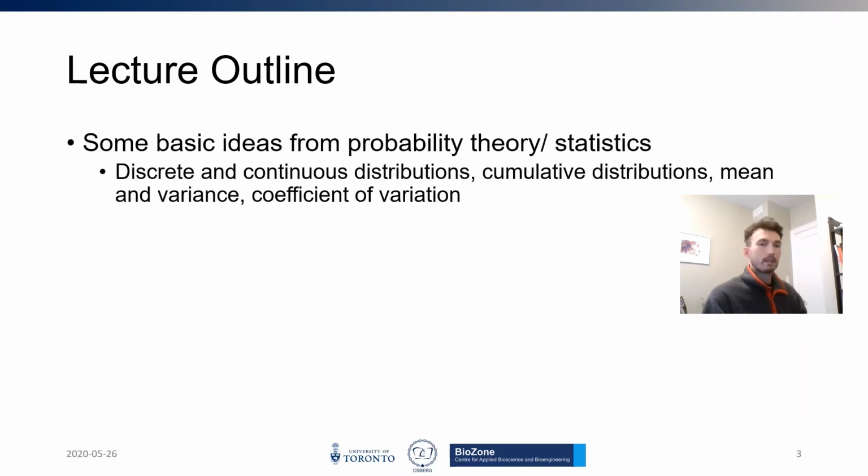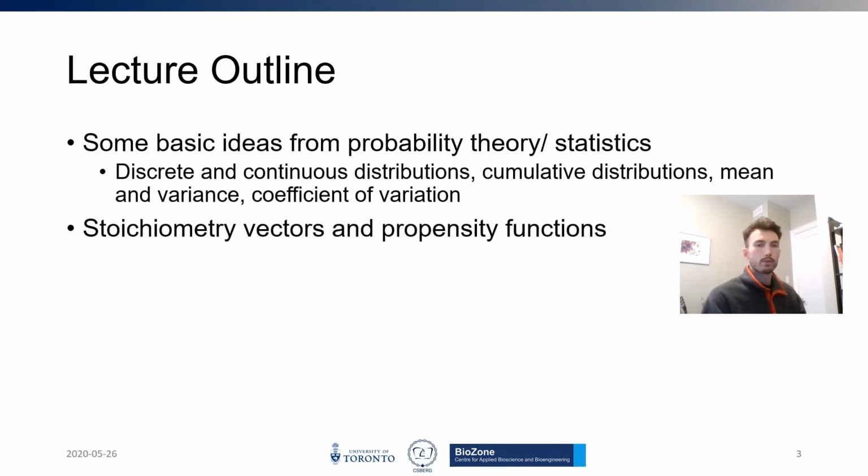This module will begin introducing some basic ideas from probability theory and statistics. This will include discrete and continuous distributions, cumulative distributions, mean and variance, coefficient of variation. And much like how we approached introducing dynamical systems and ODEs, this will not be a rigorous mathematical lecture in probability theory and statistics, but will rather give us a toolbox for applied biological modeling.